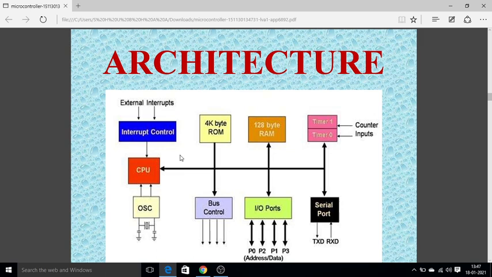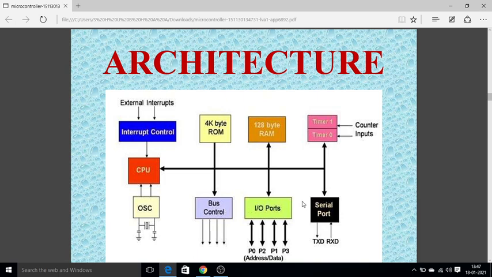And we know that any system can have three buses: the address bus, data bus and control bus, and all these three can be called the system bus, which will be controlled by these control pins.